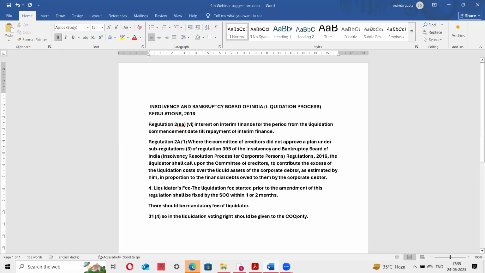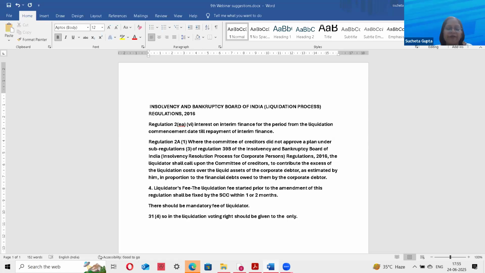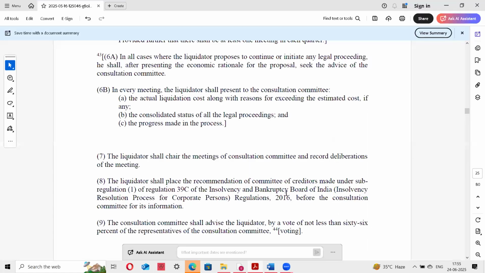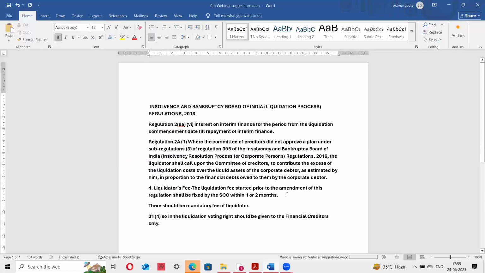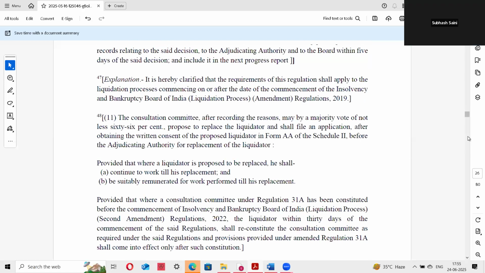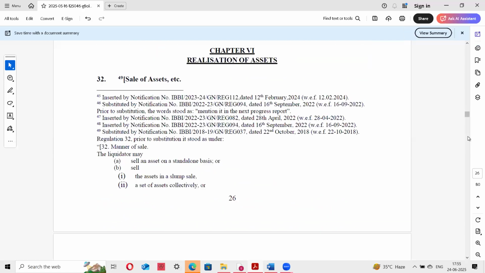Ma'am, SCC given to the secured financial creditor. To the financial creditor, yes. So, sir, can I conclude now or any other suggestions? Yes, ma'am. There is no term of financial creditor during liquidation. It is secured or unsecured. Yes, that is true. You may write secured over there.